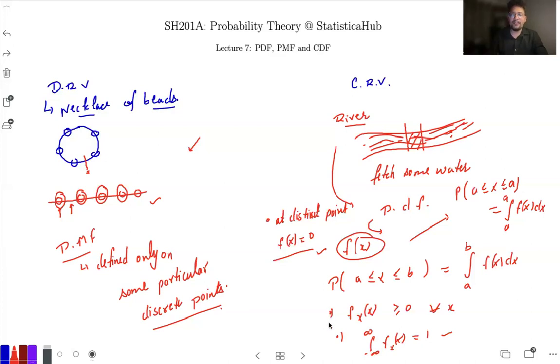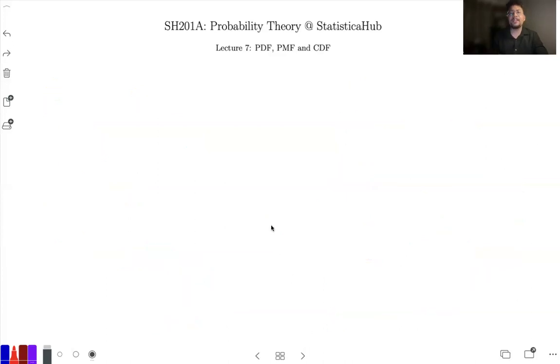Okay, moving ahead with the third and last concept in this lecture, that is the CDF, cumulative distribution function. Some people also write this as just distribution function. That's also fine. Okay, moving ahead.